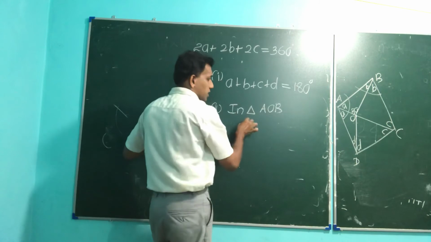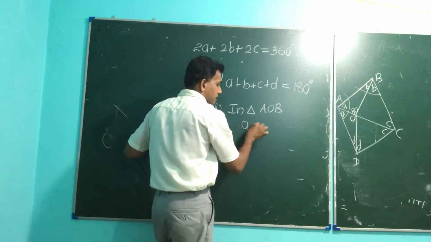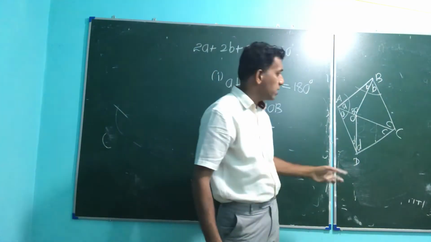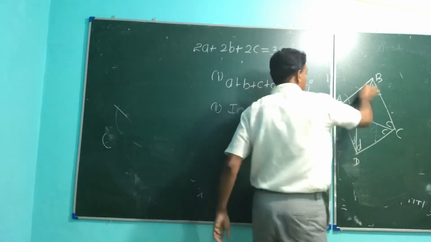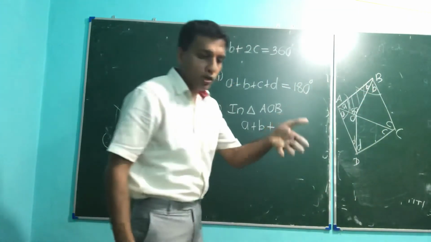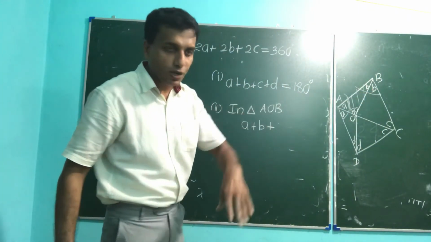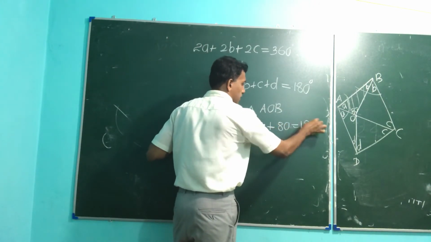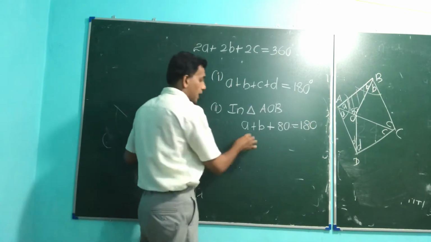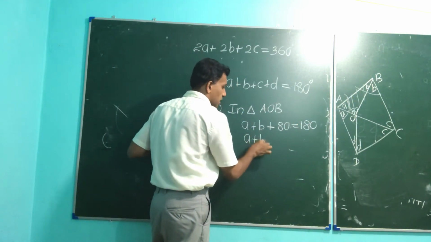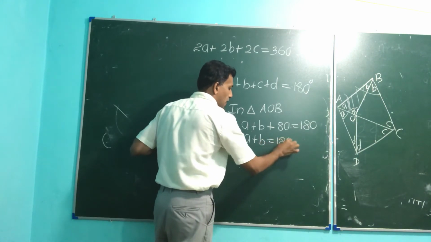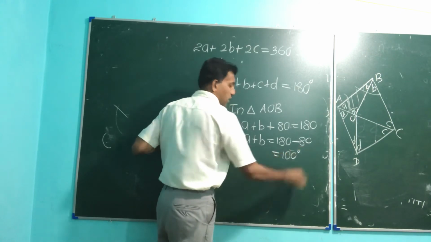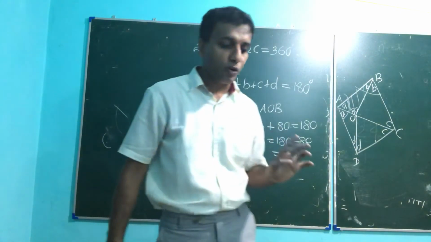Okay. So see the figure. A plus B plus next what? What is the third angle? Third angle 80. You see only this figure. See the triangle AOB. See your book. All add to 180. A plus B plus 80 equals 180. Therefore, A plus B answer is what? 180 minus 80, 100 degrees. A plus B is 100 degrees.